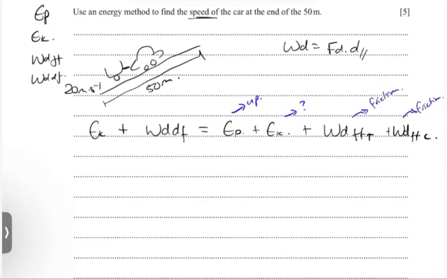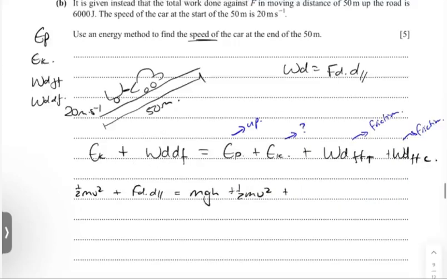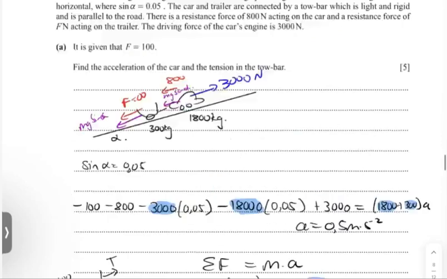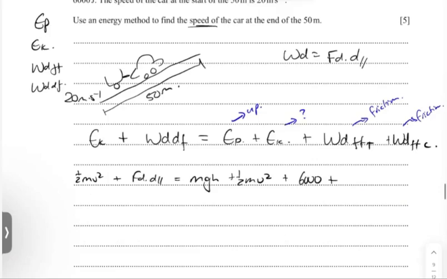Now I've got a half mv squared plus my driving force times my distance. That's my mgh. Then the work done against friction. They gave us that it is 6,000 joules for the trailer. And for the car, we know it's got a frictional force of 800, and it's also going for a distance of 50 meters.